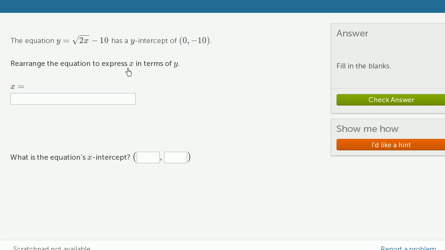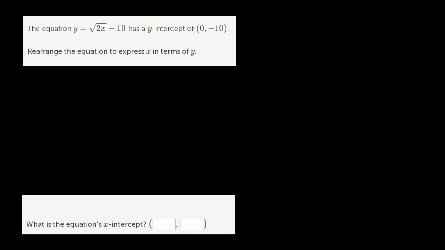Rearrange the equation to express x in terms of y. So I've put this on my scratch pad here so that I can work it out. So really, we just want to solve for x here. We want to rearrange to express x in terms of y. So let me just rewrite it. y is equal to the square root of 2x minus 10. So we want to isolate the x on the right-hand side.